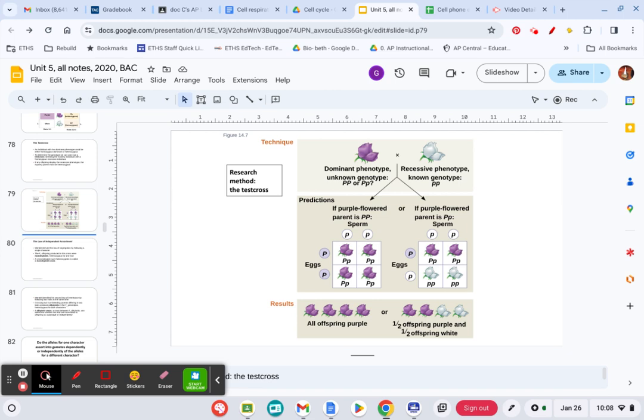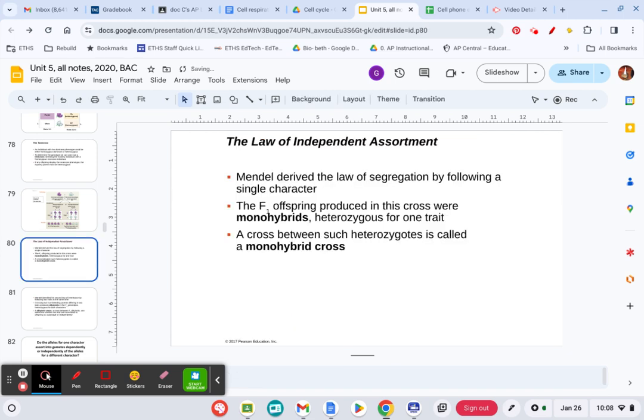We left off, I think, talking about test cross. We actually got to this idea that Mendel talked about the law of independent assortment. Now that we've done meiosis, we can talk about this a little bit better. I think it'll be a little easier to understand.